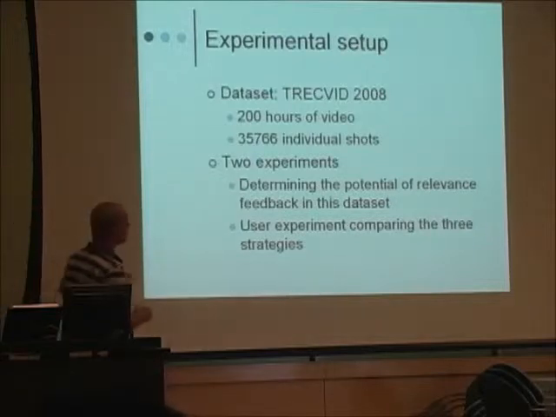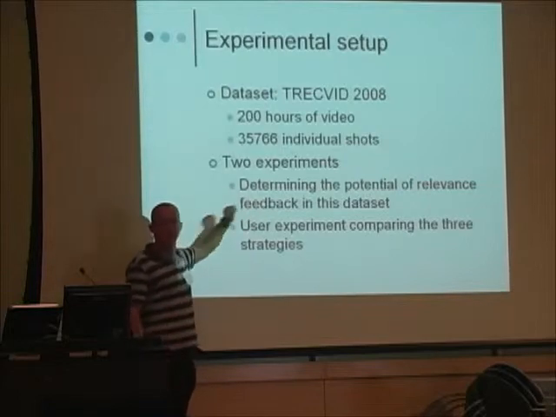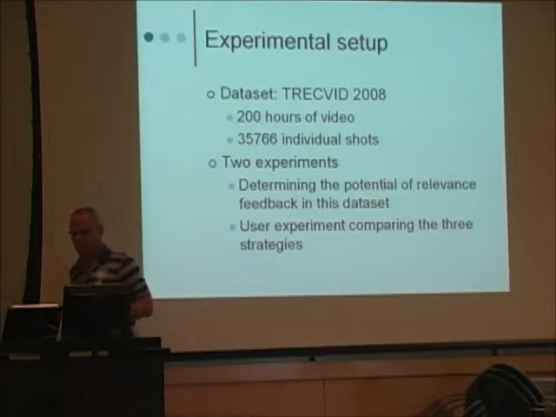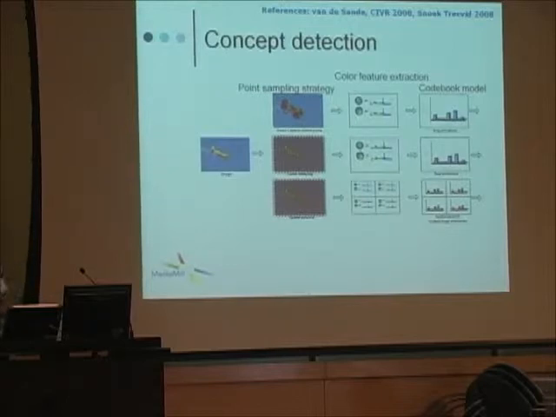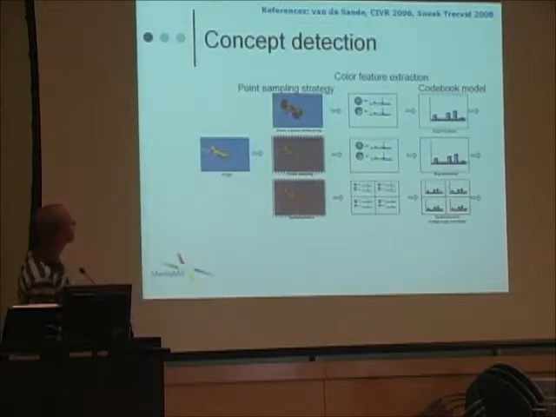And we do 2 experiments. One, to determine whether actually it makes sense to use relevance feedback in this data set, with exactly the data that we have. And a user experiment to see whether the 3 strategies actually work, whether they are valid ways of doing it. So, first thing we need is to analyze the data and have those concepts. Well, that is based on our MediaEngine, which we have been developing over the last 15 years almost.